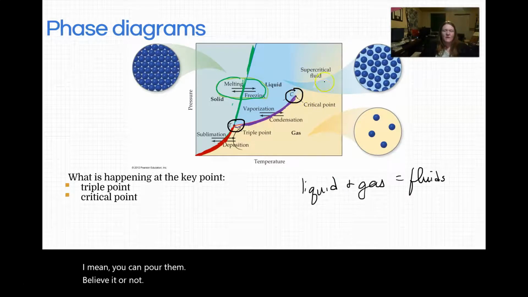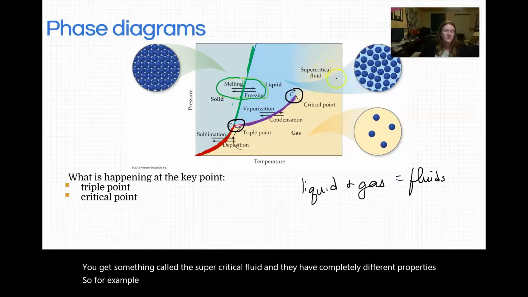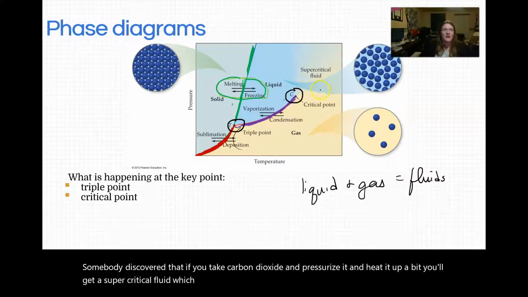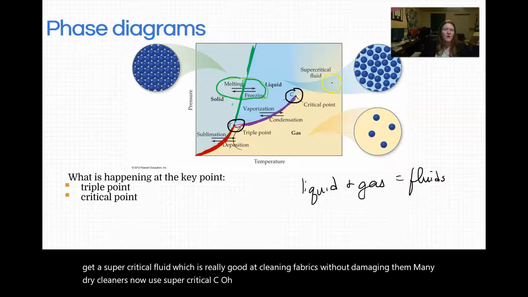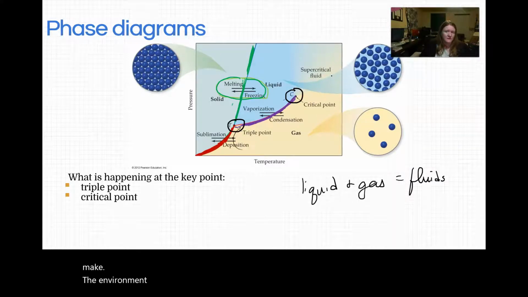Beyond the critical point, you get something called the supercritical fluid, and they have completely different properties. So for example, about 20 or 25 years ago, somebody discovered that if you take carbon dioxide and pressurize it and heat it up a bit, you'll get a supercritical fluid, which is really good at cleaning fabrics without damaging them. Many dry cleaners now use supercritical CO2 instead of a whole bunch of nonpolar solvents that make the environment polluted wherever a dry cleaner has ever been.